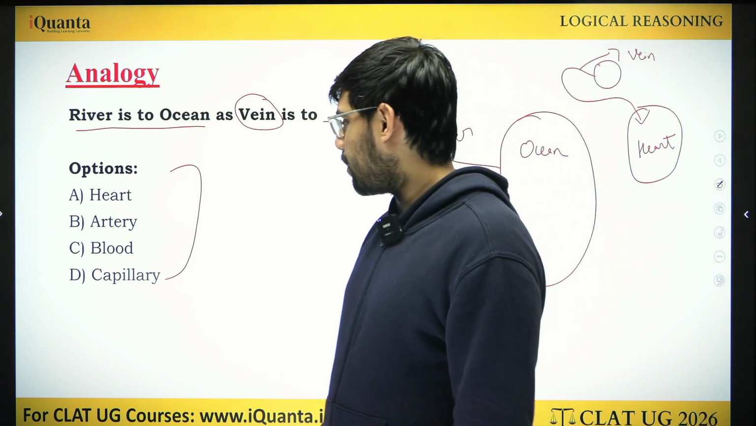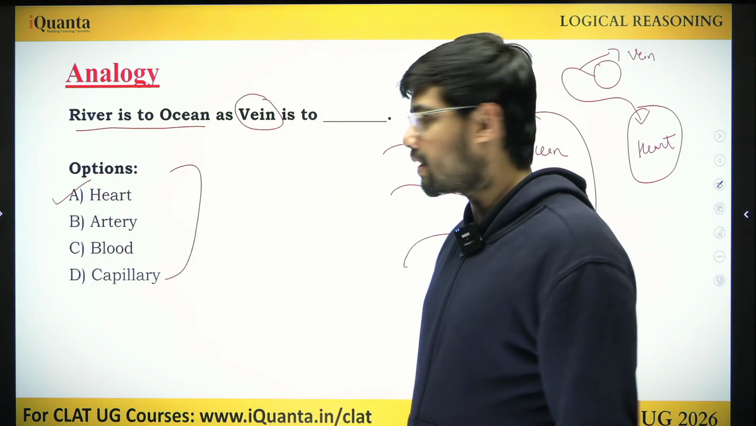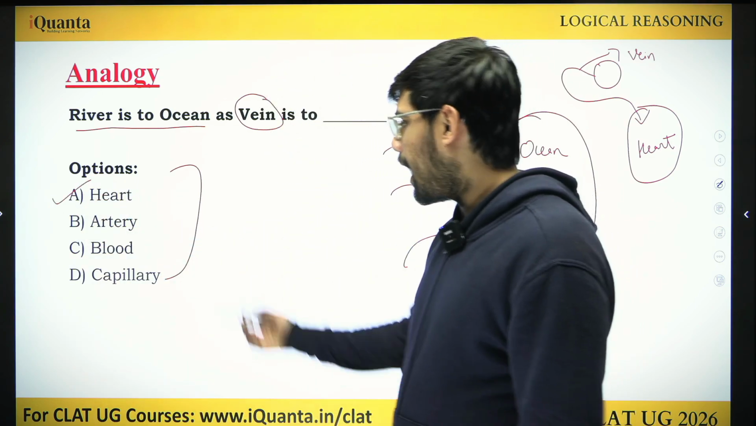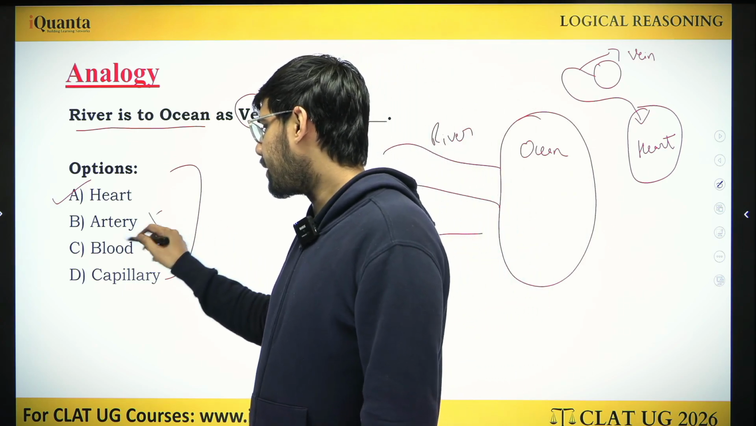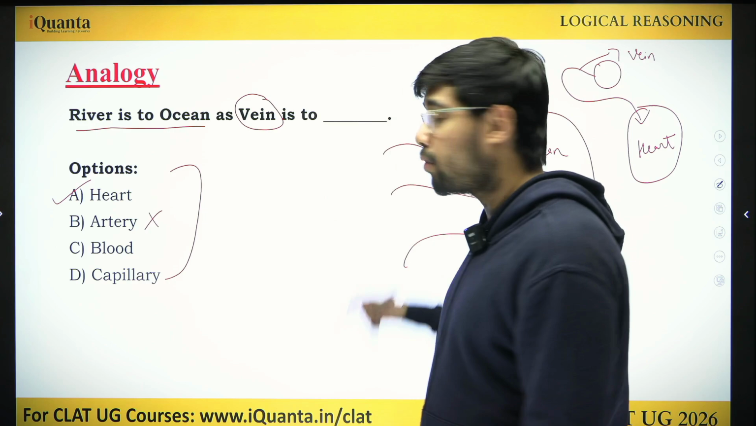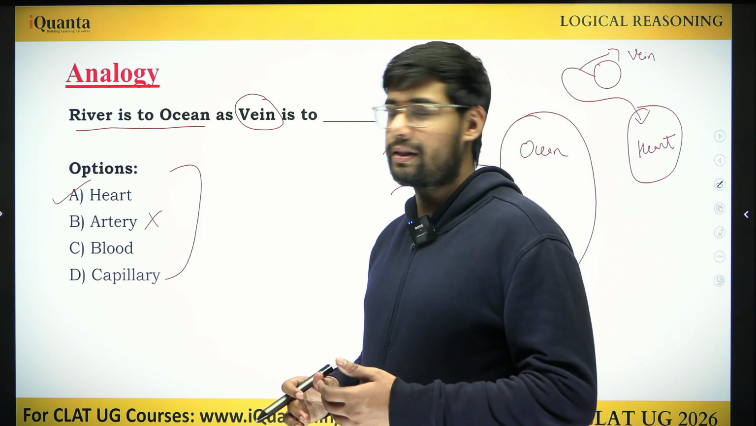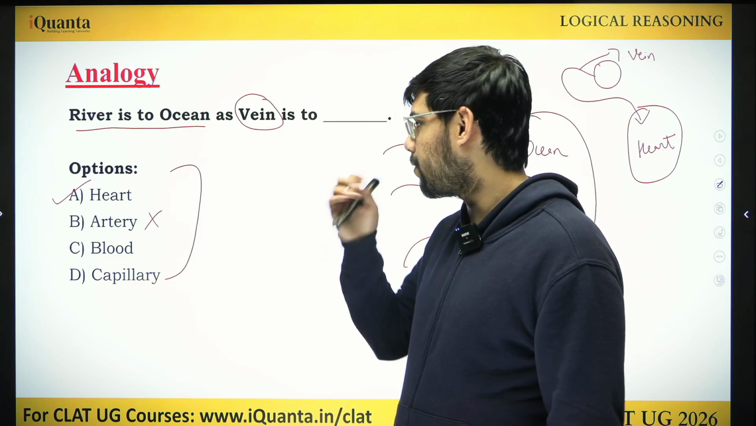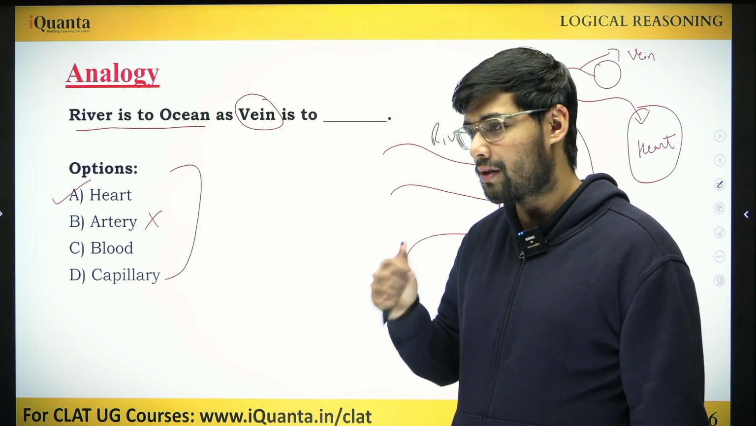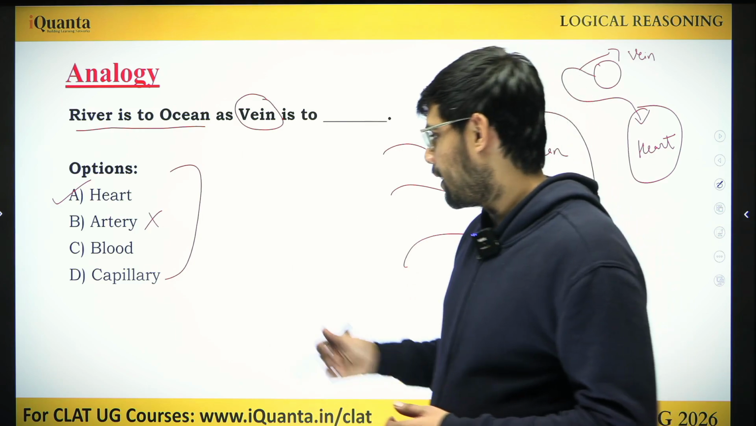So let's look at the options. Of course, the first word is heart. We can infer this is a correct analogy here. Artery is not the correct answer here because veins and arteries are similar in that they both carry blood. Veins carry the deoxygenated one and arteries carry the oxygenated one. So these are not analogous to river and ocean. They are analogous to the flowing part or the carrying part of blood.